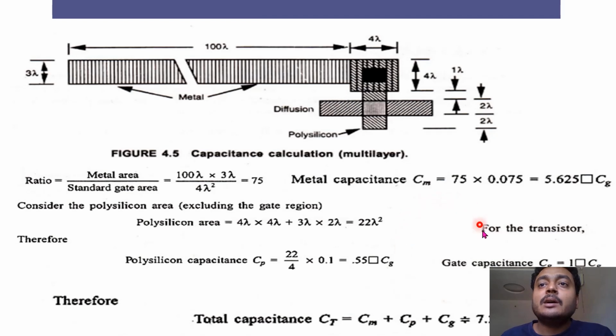Similarly, for the actual gate, this will be unit dimension, 1 times Cg. Why am I taking 1 times Cg? Because the gate capacitance at minimum dimension is exactly equal to this Cg. So the total capacitance offered from the different layers is Cm from metal plus polysilicon capacitance plus gate capacitance, that is 5.625 plus 0.55 plus 1. So that will end up with 7.20 times the standard unit of gate capacitance.